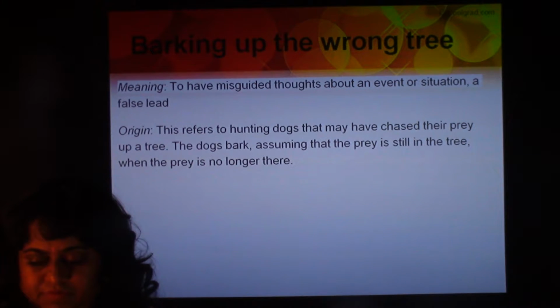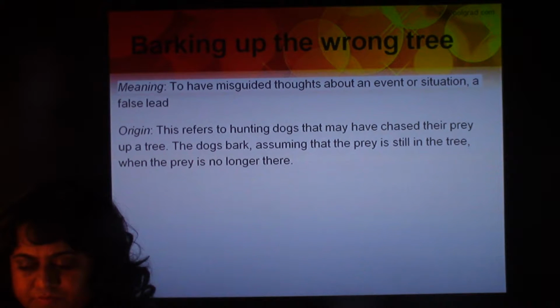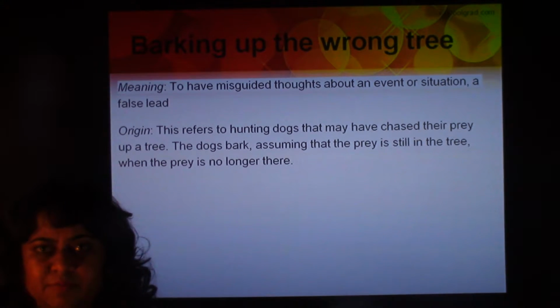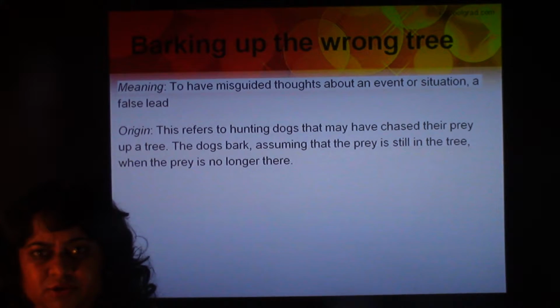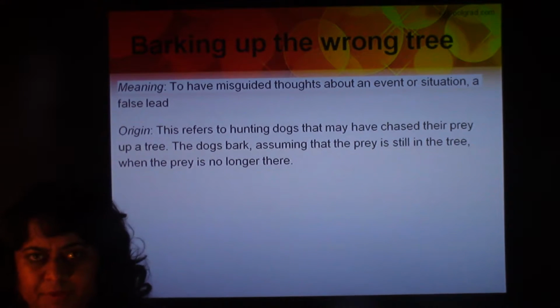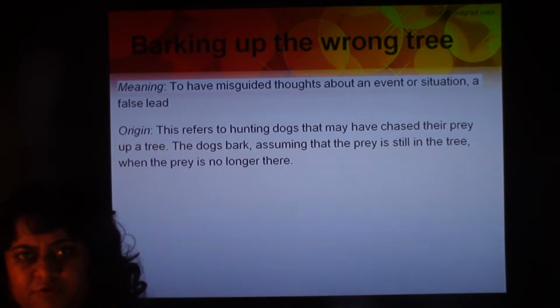Barking up the wrong tree. It means to have misguided thoughts about an event or a situation, like a false lead. For example, if you're a detective working on a story and you're chasing a false lead, it means you're barking up the wrong tree. You're trying to accomplish something, but you're following a false lead.